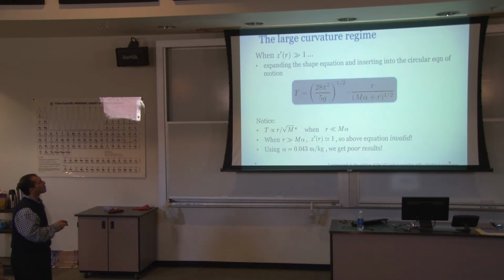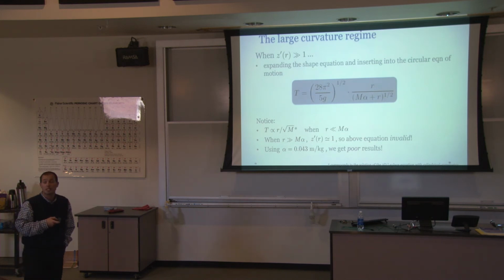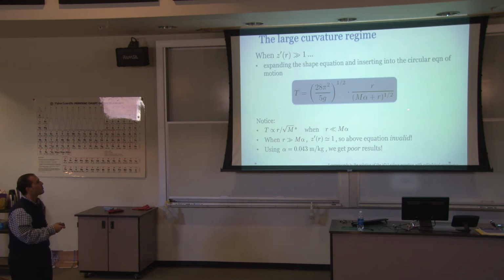If I look when r is much, much greater than m alpha, my shape equation reduces to z prime is proportional to 1. But this expansion was performed only when z prime was big. That tells me that I cannot ignore this regime, or another way to say it is that this Kepler-like expression is not valid in this regime.